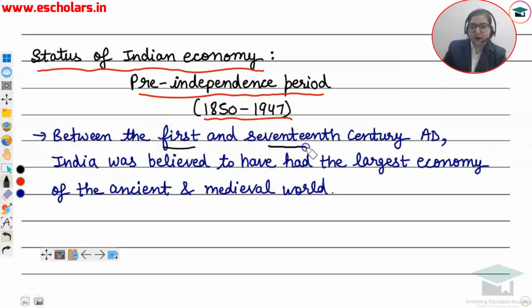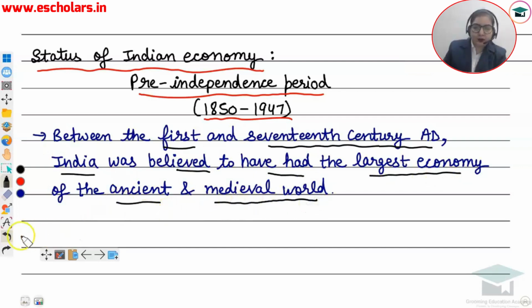Between the 1st and 17th century AD, that is between the year 1 to 1600 AD, India was believed to have had the largest economy of the ancient and medieval world. So India was the largest economy of the ancient, that is the early history period, or you can say the classical period, and the medieval world, that is the middle period or middle age.